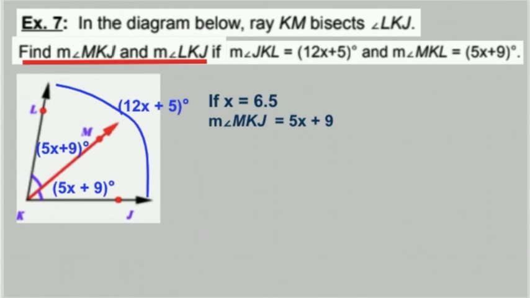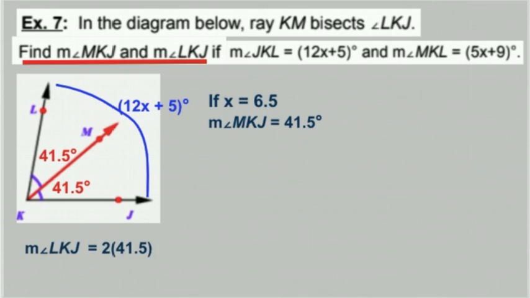Now that I know x equals 6.5, I can answer the question. The measure of angle MKJ is 5x plus 9. Substitute 6.5 in for x, and I get that the measure of that angle is 41.5 degrees. So the measure of angle MKJ is 41.5 degrees. So now I know that this angle measure should also be 41.5 degrees. I can do a quick, easy way, and that would mean that the measure of angle LKJ would be 2 times 41.5 degrees, which is 83 degrees.